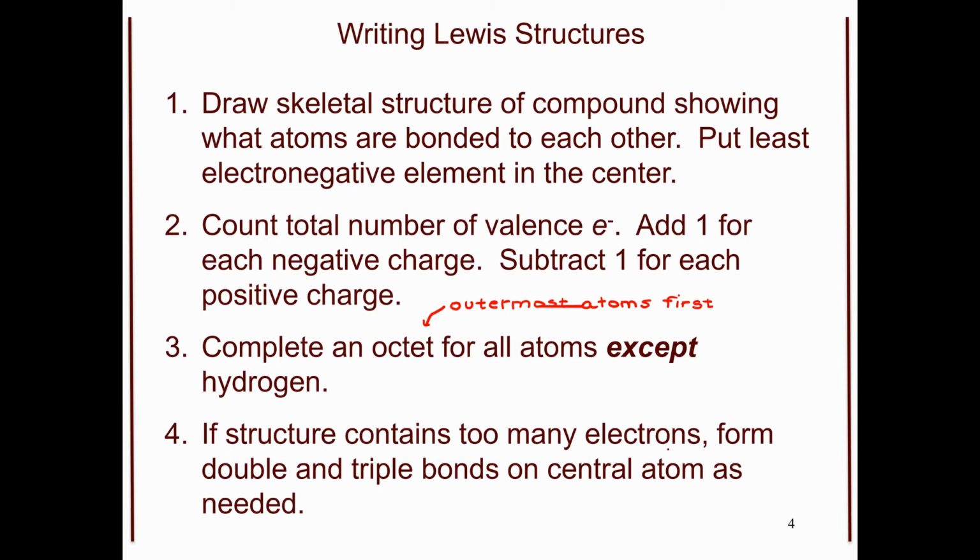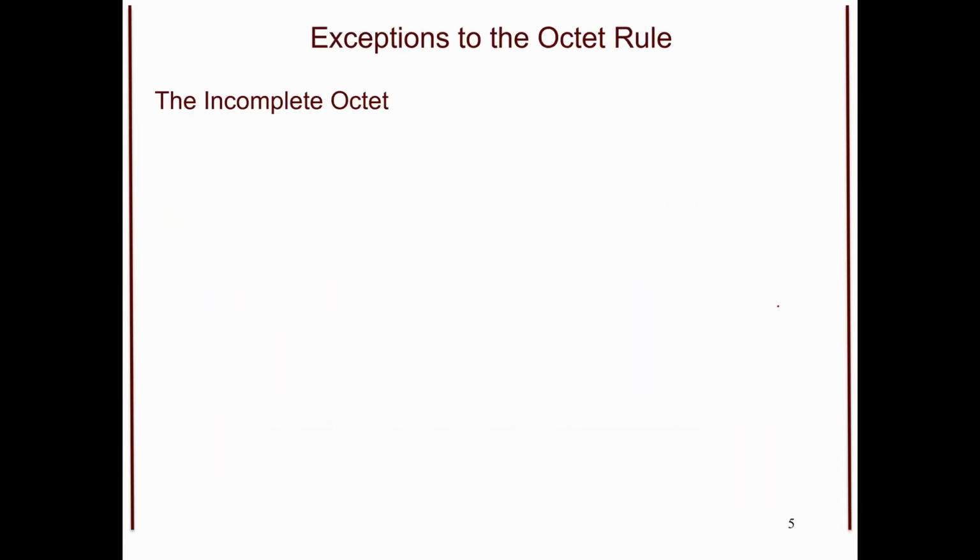Once we are done with these rules, we want to look at them and make sure that all atoms are satisfied electronically. But let's look at a few compounds that are actually going to violate our rules. The first one is an incomplete octet. Let us go to beryllium hydride.